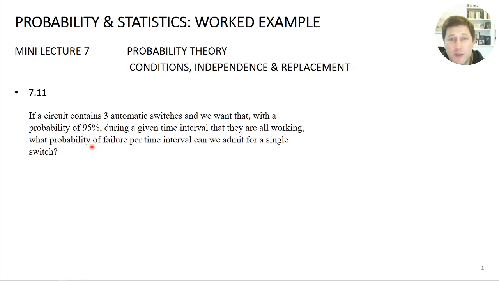But when you come to buy a switch, you look at its specification and it gives you some indication of what its likelihood of failure is, but it doesn't tell you what it is for the case of 3 together where none of them fail in that time period. It will just tell you about the switch on its own. So we need to convert one to the other. So what we want to find is the probability of failure per time interval for a single switch that will give rise to the system that we actually want.